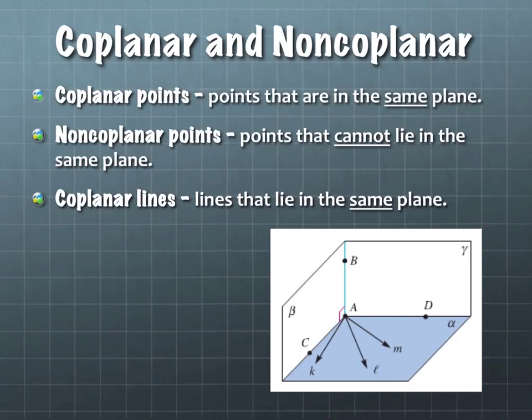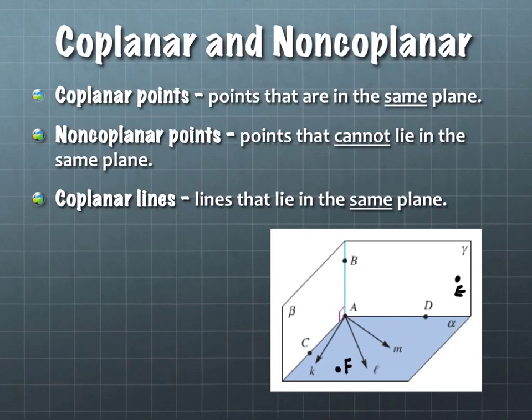Start with a non-coplanar. Well, we don't have an example. How about I put one in? We need an extra point somewhere. So we're going to put a point right over here. We'll call it point E. And I'll put a point down here, and we'll call it point F. And then we can do it.